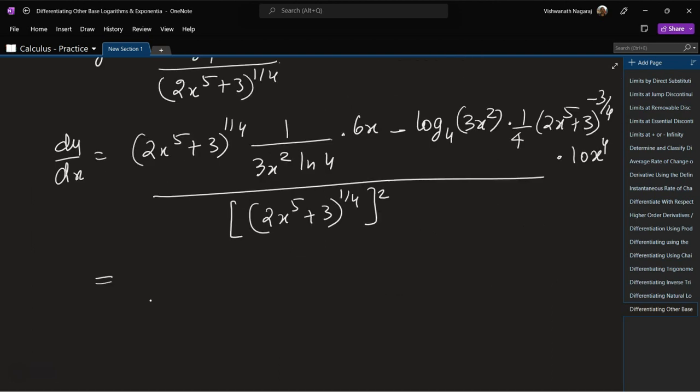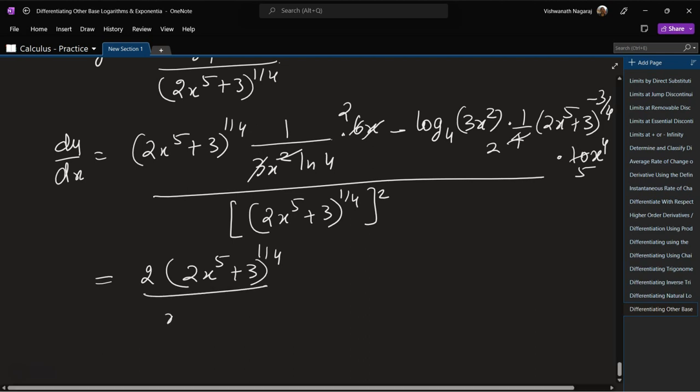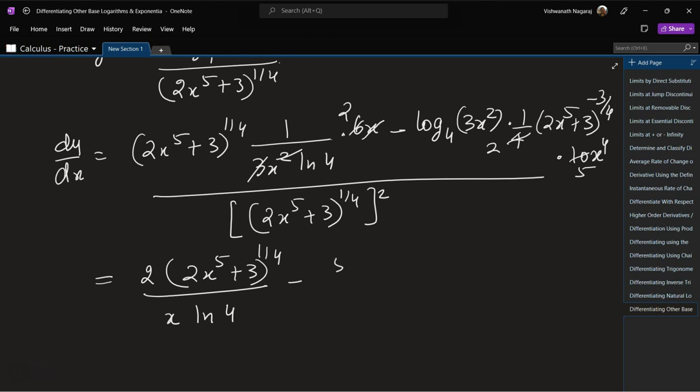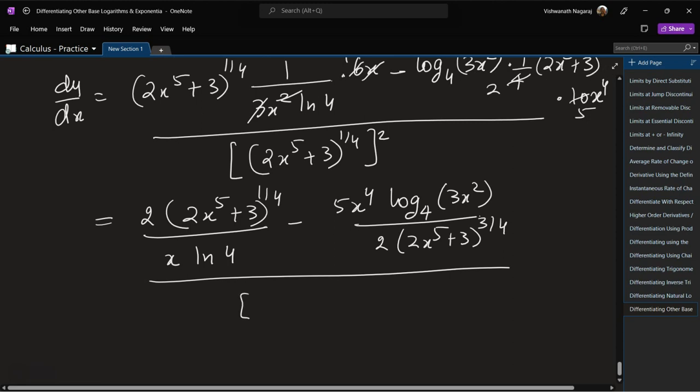Okay, here what we can do is 2 times 2 and 2 times 5. Okay, here 3 times 2 and here x and x cancel. So let's write it (2x⁵ + 3) to the power of 1/4 times 2 divided by x natural log of 4 minus 5x⁴ log to the base 4 of 3x² by 2 times (2x⁵ + 3) to the power of 3/4. Right? The whole thing divided by (2x⁵ + 3), 1/4 times 2 is 1/2.